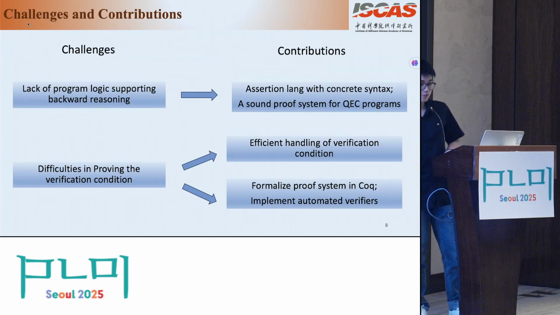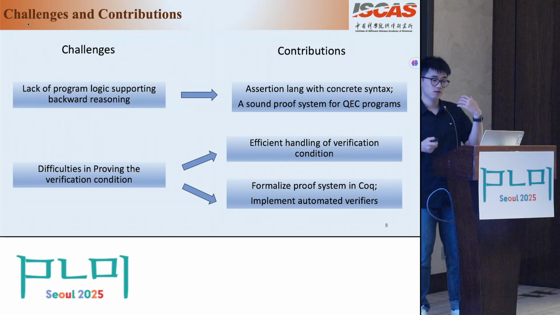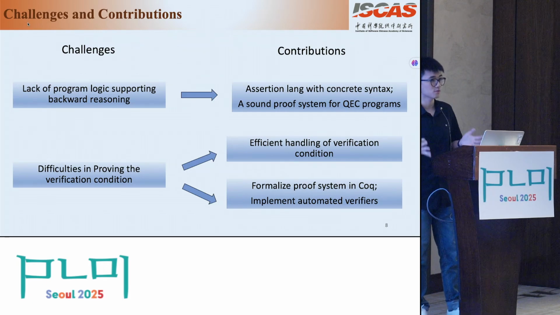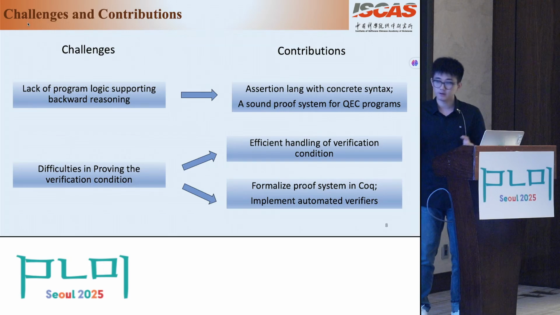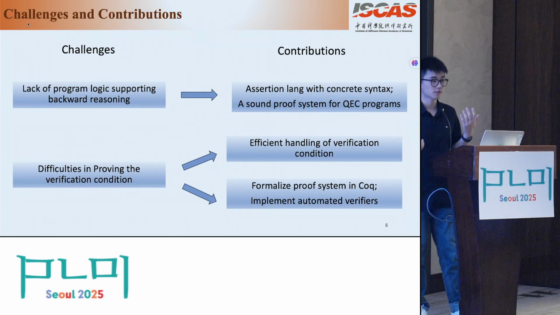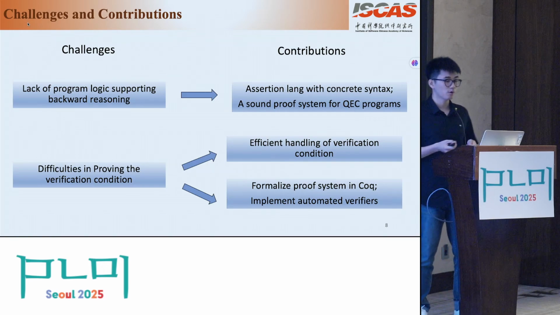So, the challenges we face can be broadly categorized into two aspects. First, there is still a lack of program logic that supports backward reasoning, without which the completeness of the classical assignment cannot be ensured. And on the other hand, how to deal with the hybrid classical-quantum verification condition still remains an open problem.